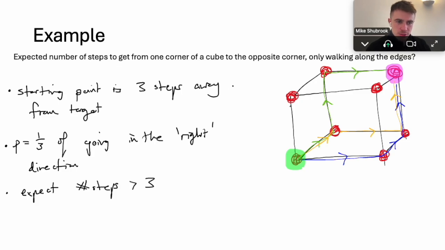So the starting point is 3 steps away from the target. So for example, if we start here, it would take me 1, 2, 3 steps in the best case to reach the target state. And there's a probability of 1/3 of going in the right direction along each one of these steps. So we definitely expect the expected number of steps to reach the target state to be more than 3.